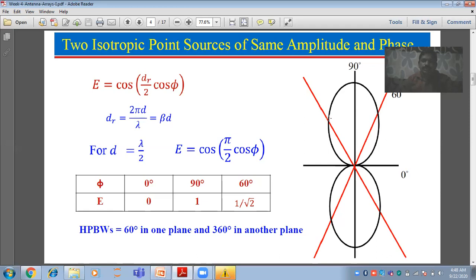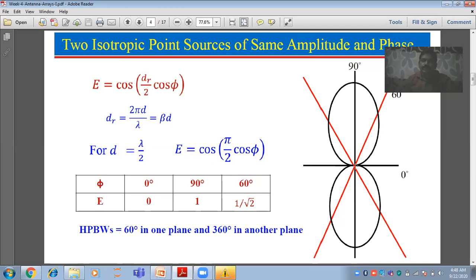Okay, so here in our case, under case 1 of same amplitude and same phase, we are getting the half power beam width, HPBW, as 60 degrees in this particular plane. So we are getting the minimum field, almost zero field, in the direction of phi equal to 0 degrees, and the maximum field in the direction of 90 degrees.